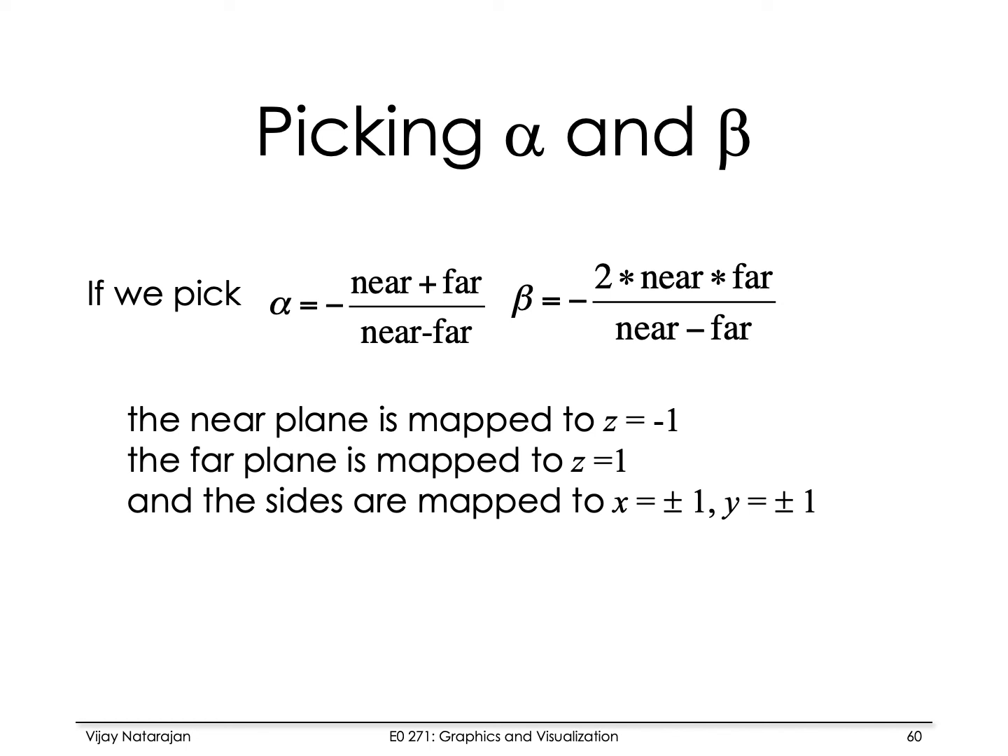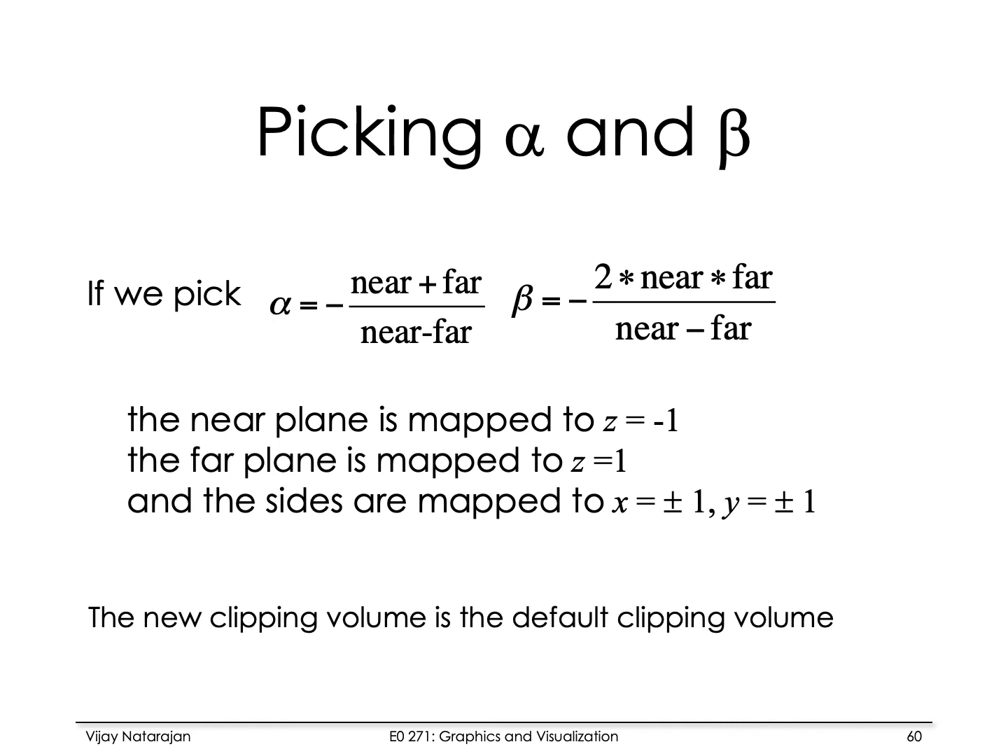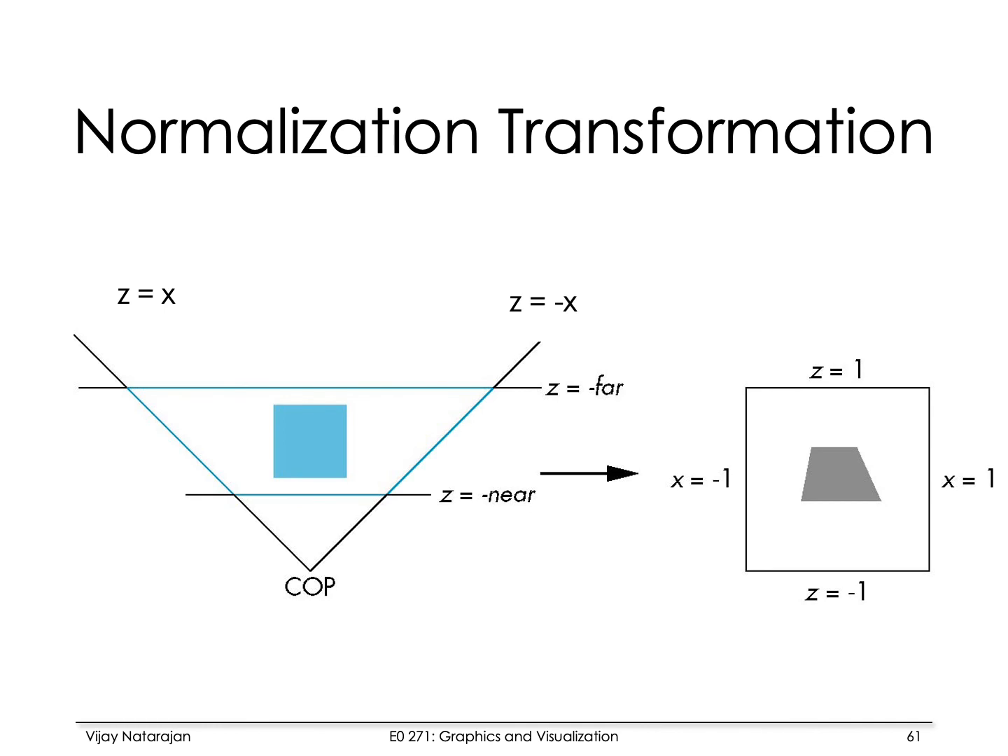Going from x equal to ±z and y equal to ±z, right? So choosing this alpha and beta essentially makes the clipping volume become the default clipping volume, right? So this is what happens to our clipping volume. You have your center of projection here. Z equal to minus near is the near plane. Z equal to minus far is the far plane.